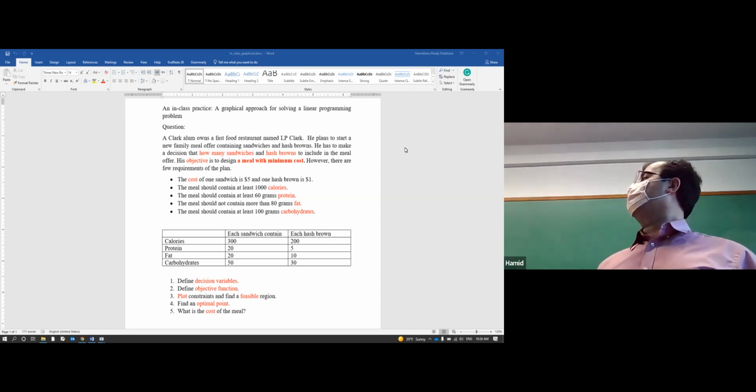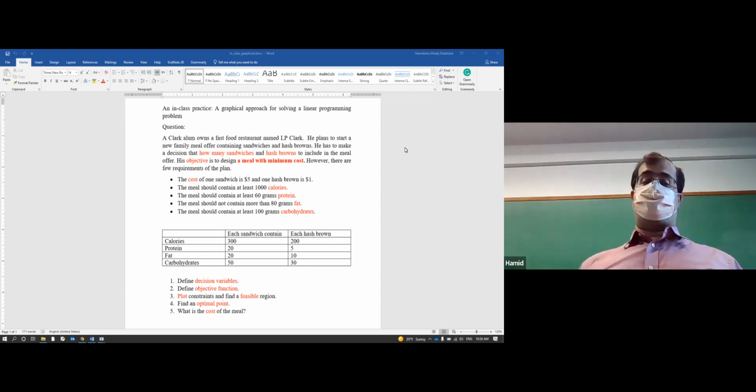So it's similar to the problem that we had in the last class. Okay, let me read it. An in-class practice, a graphical approach for solving a linear programming problem.